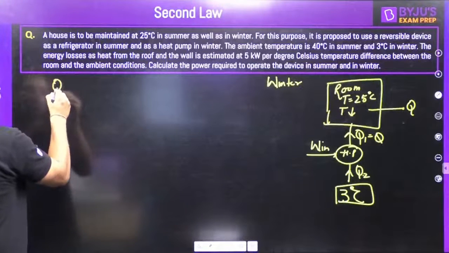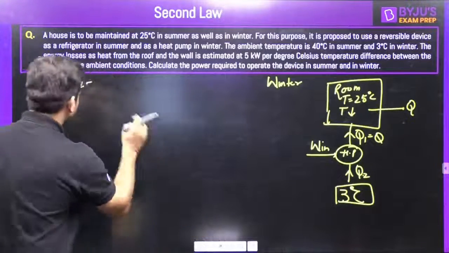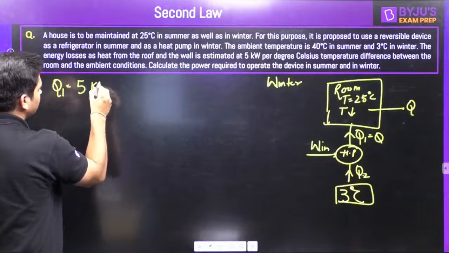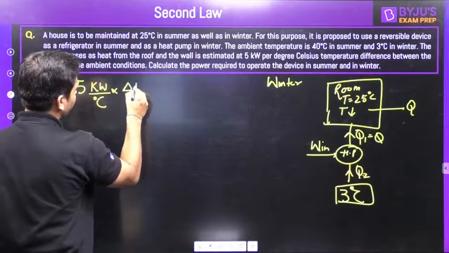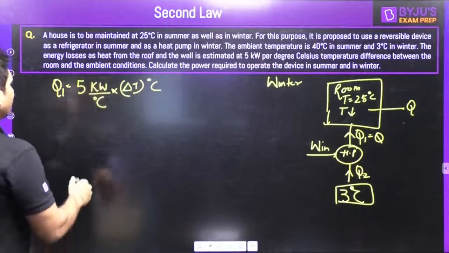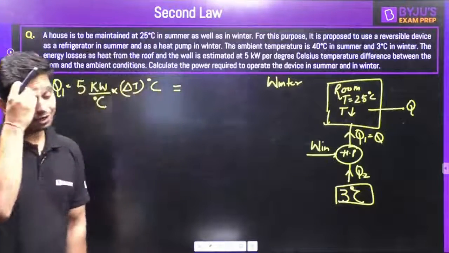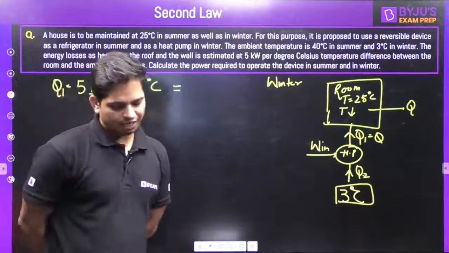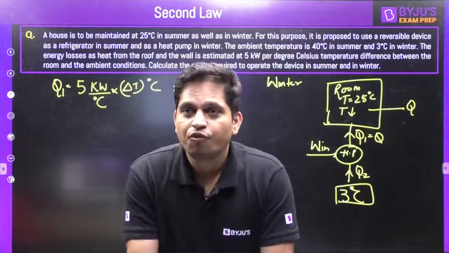So Q1, now I know Q1 is 75, not 75, I am sorry. It is 5 kilowatt per degree Celsius into temperature difference in degree Celsius. Temperature difference is how much? 22. 22 is the temperature difference. How much is Q1 then? Power is 8.21. Yeah, 8.121. That is correct.